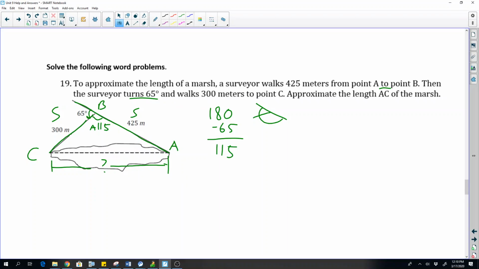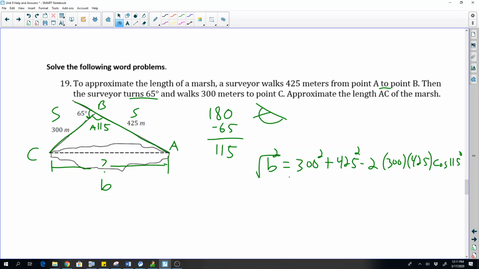And now we can just do the law of cosines. And maybe we'll just call this little b, right? Across from big B is little b. And so then we'll just do b squared is equal to the other two sides. They're going to be big now. 300 squared plus 425 squared. Remember this? Minus 2 times those two sides multiplied and added. But this time you just have to plug it all into your calculator, just like the front page. So just like the front page, cosine of the angle that we found, 115 degrees. And so plug it into your calculator and then square root it all, and that'll give you what b equals.